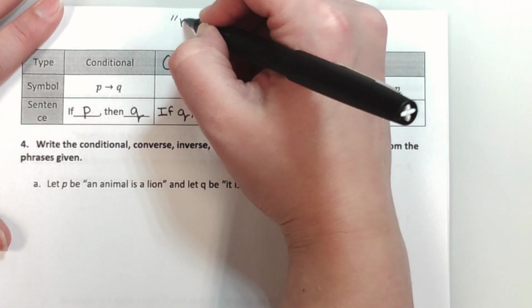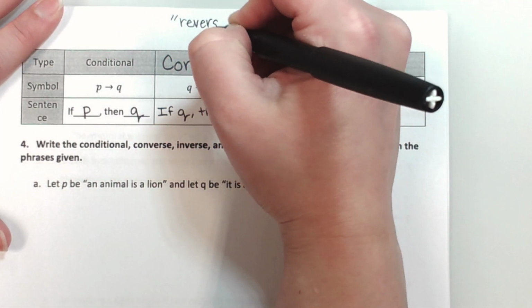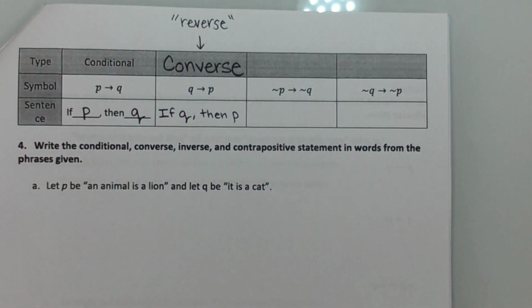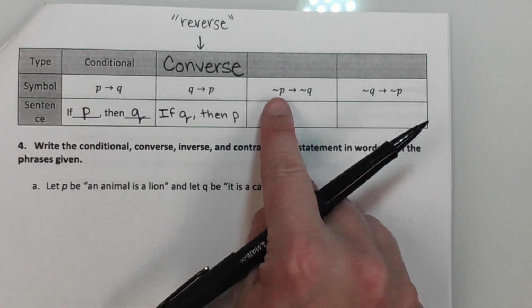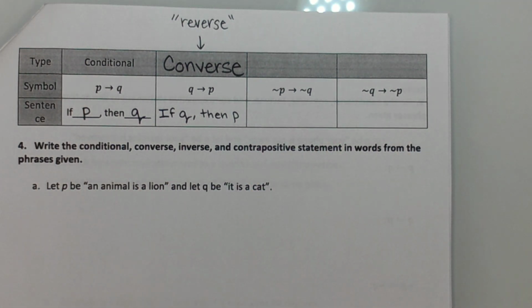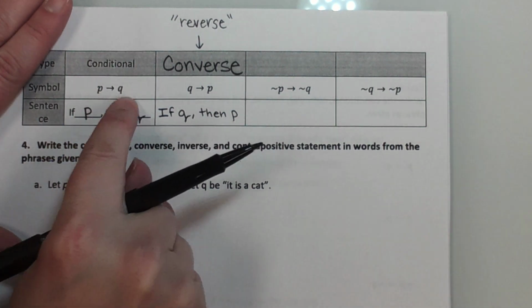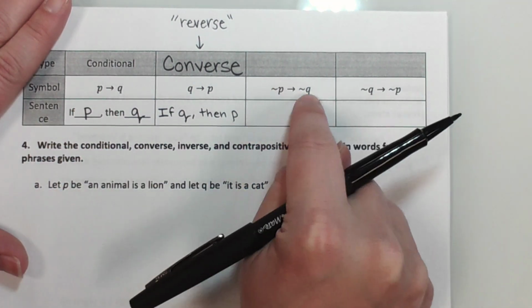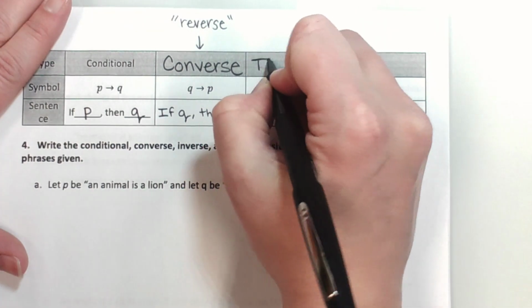For a memory trick, you'll often hear me refer to the converse as the reverse. Another way we can modify conditional statements is with the little squiggle, which is a negation. So if I take an original conditional statement, if P then Q, and I put the nots on both of them, it's known as the inverse.